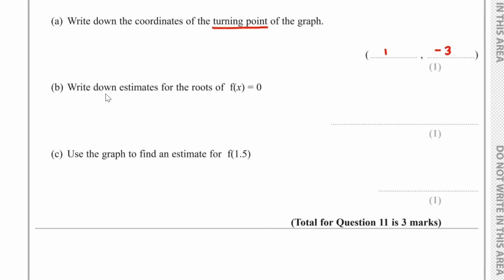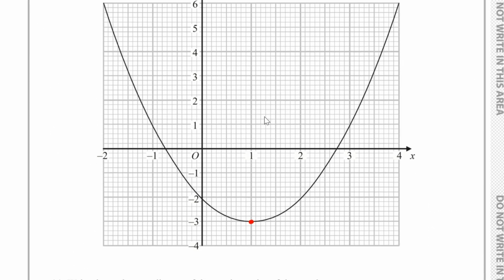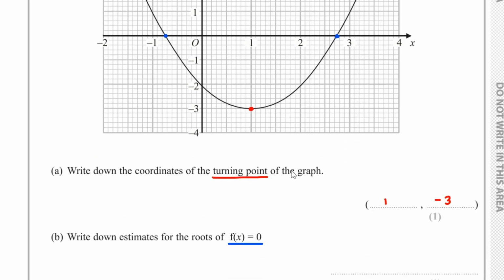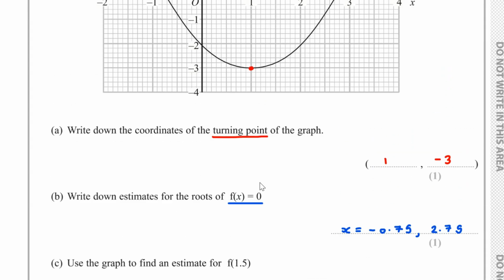For part B, we have to write down estimates for the roots of f of x equals 0. Well, where f of x equals 0 is where the graph crosses the x-axis, and that's here, and it's also here. And you can see those coordinates are, well, as roots we've got x equals minus 0.75 and 2.75.